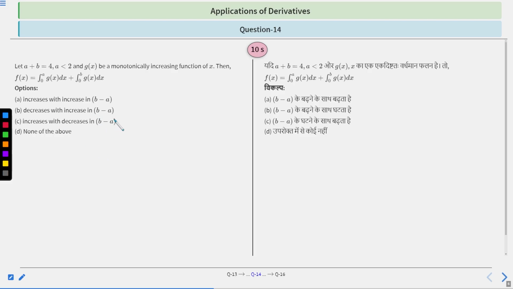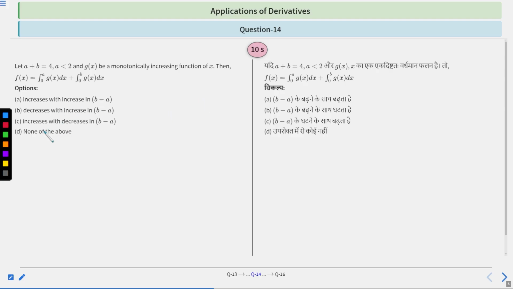f(x) increases with increase in b minus a or decreases with increase in b minus a. We have to find increase or decrease of f(x) with respect to b minus a, right? So the hint of this question is C. We are given a plus b equal to 4 and the relation a less than 2, and g(x) is a monotonically increasing function of x, right? And f(x) is given as this.